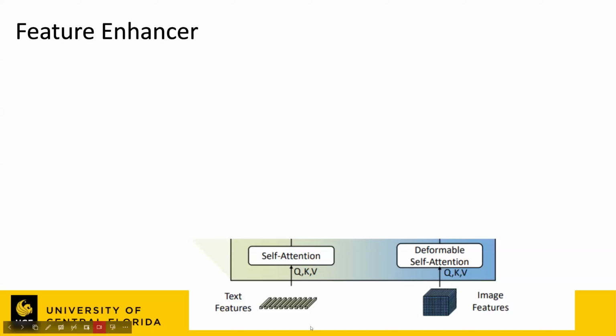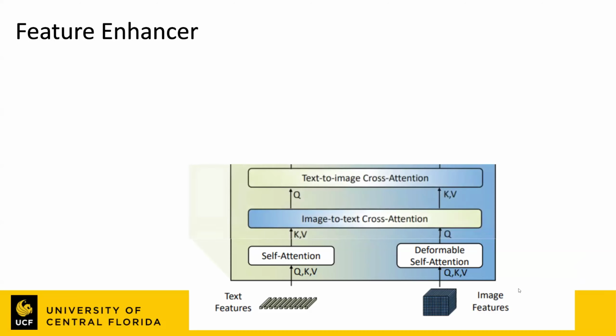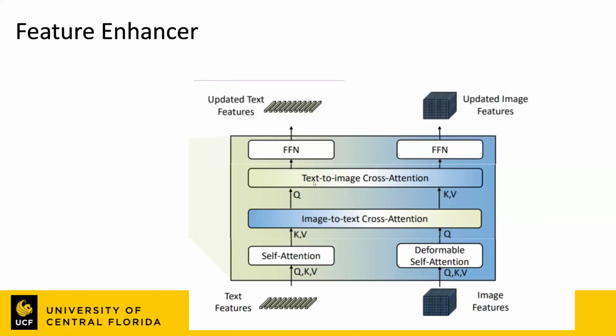So first, it takes those text and image features from the encoder, and it performs self-attention. And next, they perform image to text cross attention using queries from image features and key and value from the text features. Next, they do the opposite, where they perform text to image cross attention using queries from text features and key and value from image features. Finally, those features go through a feed-forward network and get the updated image and text features.